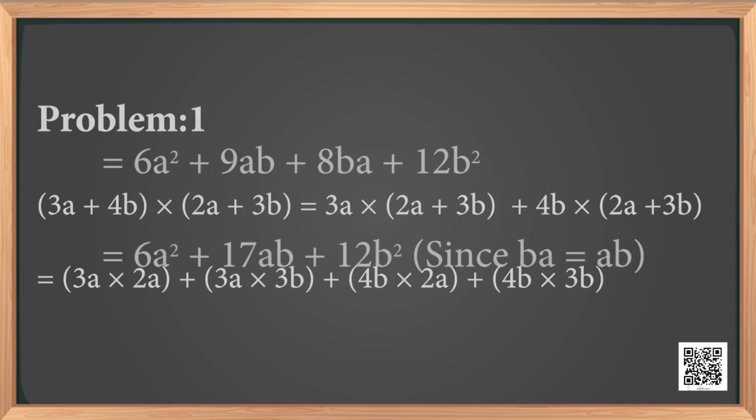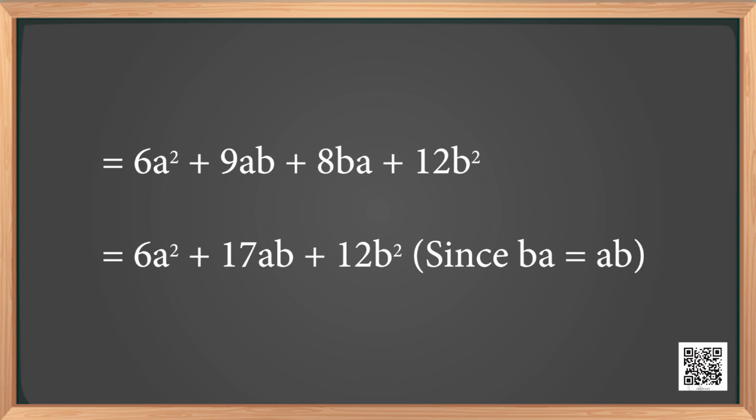which is equal to 6a square plus 9ab plus 8ba plus 12b square, which is equal to 6a square plus 17ab plus 12b square, since ba is equal to ab. When we carry out term by term multiplication, we expect 2 into 2, 4 terms to be present, but 2 of these are like terms which are combined, and hence we get 3 terms.